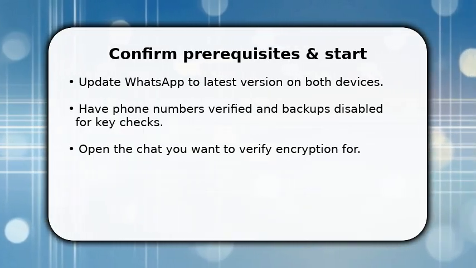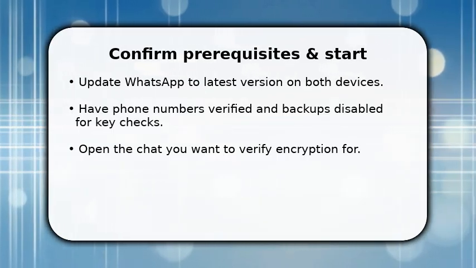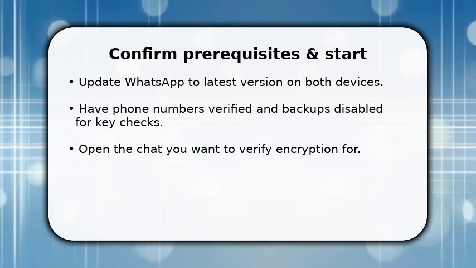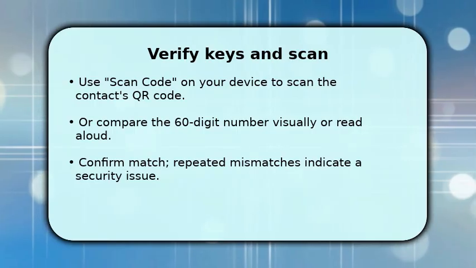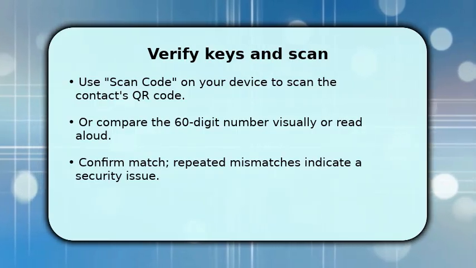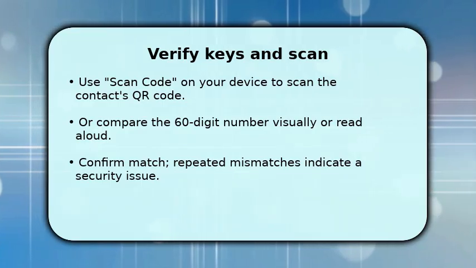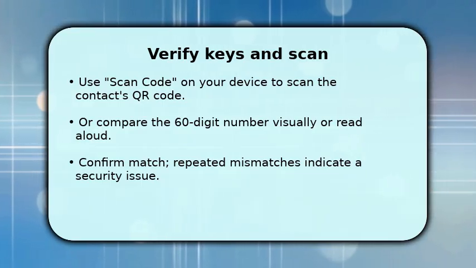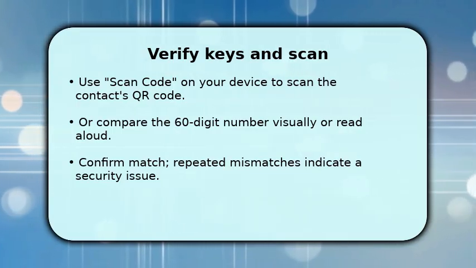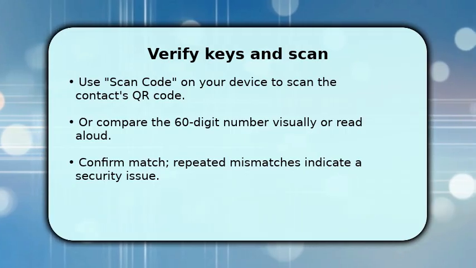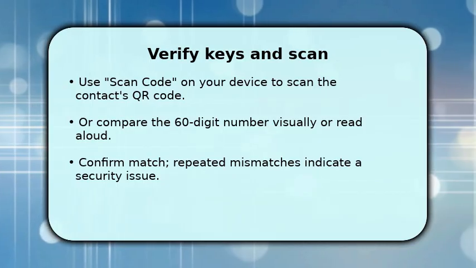You will start the verification process now by comparing fingerprints or scanning a QR. Make sure both people are present or on a video call to confirm keys in real time. Next, you perform verification. Tap Scan Code and point your camera at the other person's QR code. The app will confirm instantly. If scanning isn't possible, read the 60-digit number aloud and verify each segment. This prevents man-in-the-middle attacks. Once WhatsApp shows a green check or confirmation, the devices have matched keys.